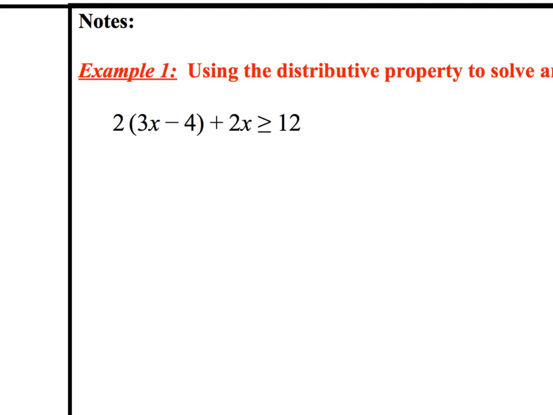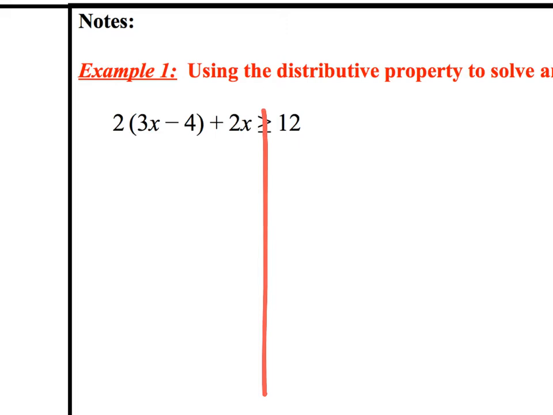Let's solve this first inequality. So I draw my balancing line. And then I'm using "Don't Call Me After Midnight." So the first thing I need to do is distribute. We are going to distribute the 2, which means we're multiplying the 2 to everything inside the parentheses.